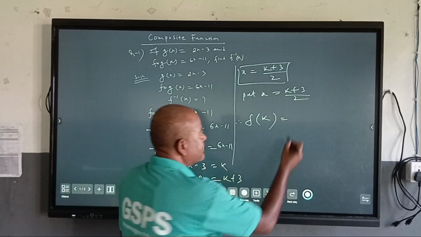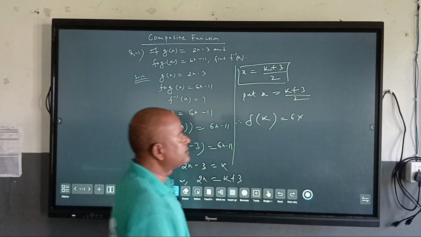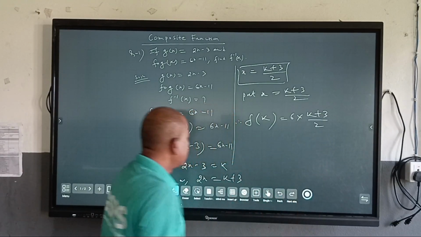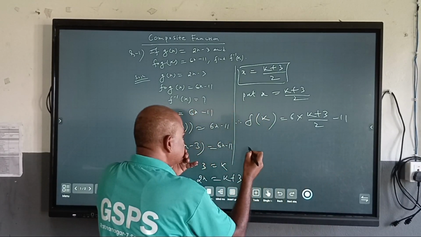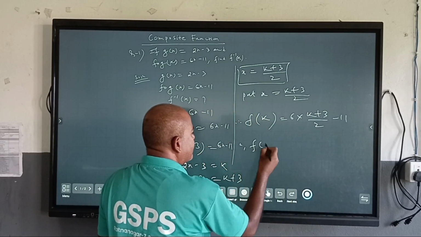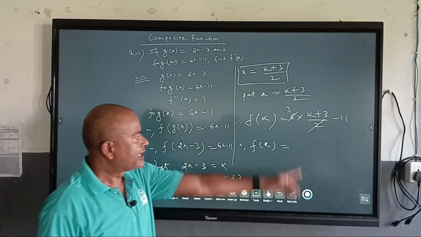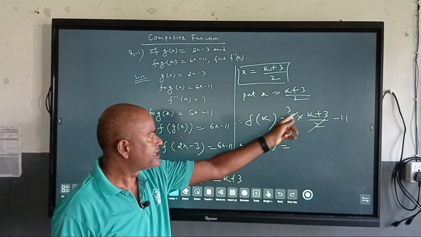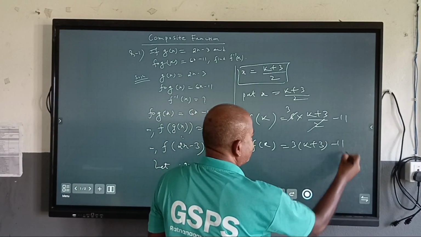6x minus 11. The value of x we have got is k plus 3 by 2, then minus 11. Our f of k equals 6 times (k plus 3) by 2, minus 11. 2 3s are 6, we can cancel 6 by 2. Then we get 3 times (k plus 3) minus 11.